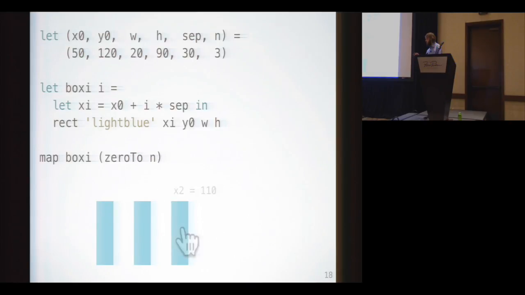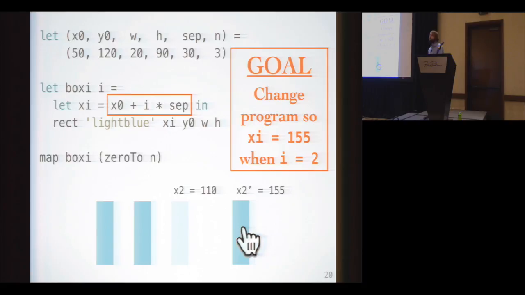Now, suppose the user comes in and drags the third box from the X position of 110 over to a new position of 155. We want to update the program to match. In particular, we want to change the program so that xi evaluates to 155 when the index is 2. What should we do? There's actually a lot of options for what we could do, and each of the different changes we could do in different ways.